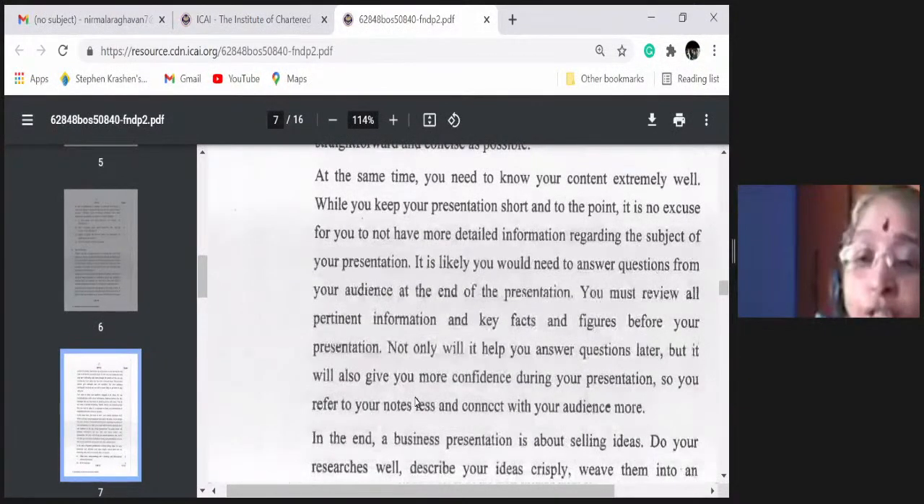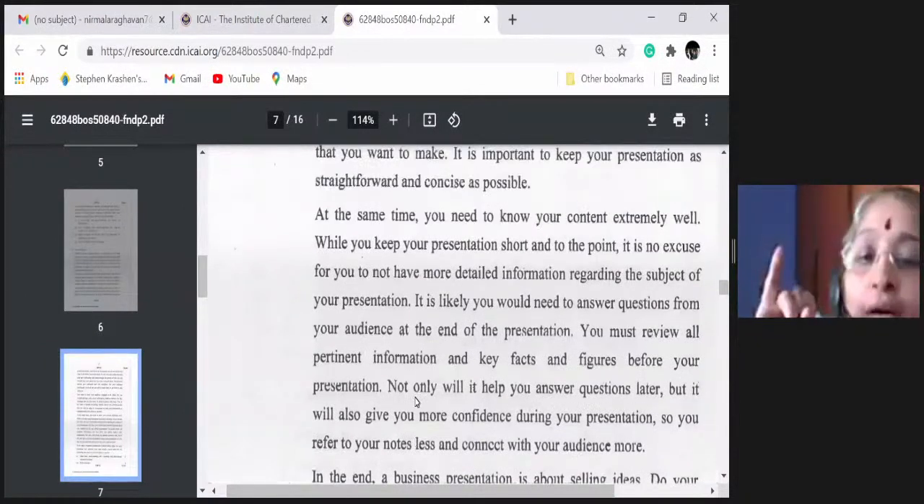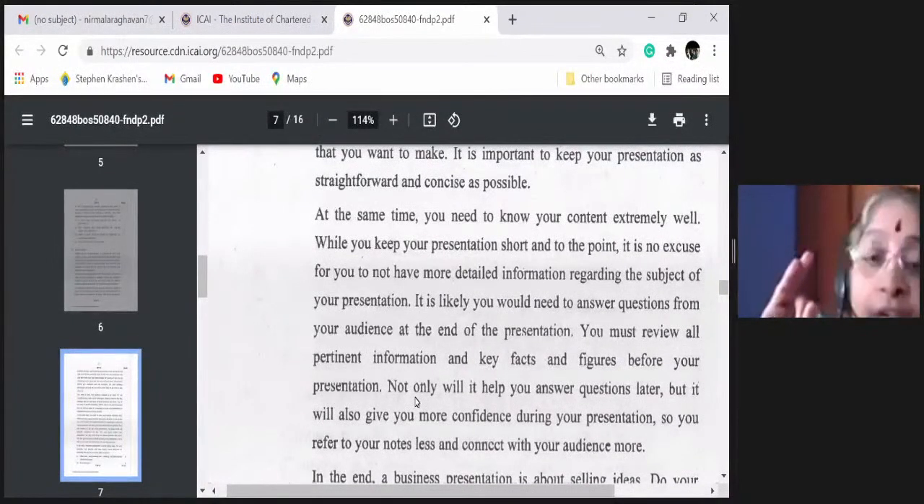Okay, so the last sentence is a punchline. You can use the same thing. Refer to your notes less and connect with your audience more for an effective presentation. Okay, now here, what are the points? Keep your presentation short and to the point. Have an FAQ, a question and answer session. Then you must review all important key facts and figures. Yeah. Refer to your notes less and connect with your audience more. So that's a subtopic we say. So here again, you have 2 or 3 points that you can say.